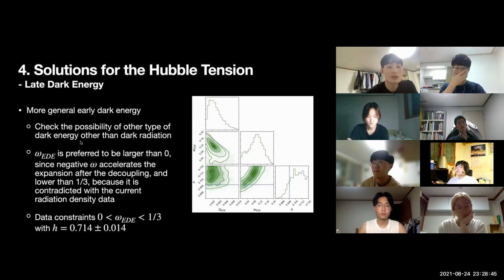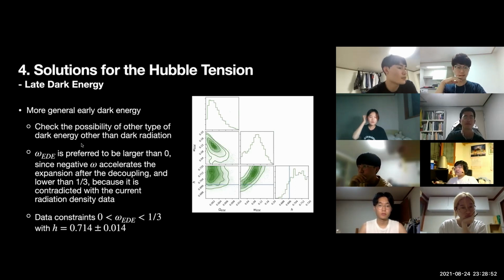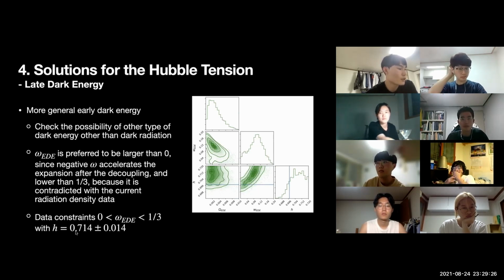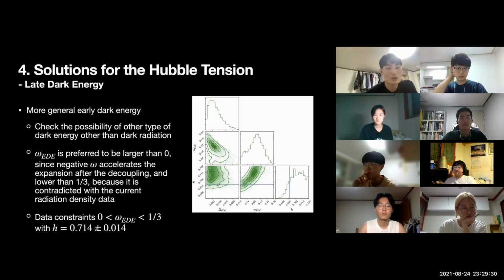And they also checked the possibility of other energy components which have a different equation of state, and found that the dark energy component should have an equation of state which is lower than 1/3, but bigger than 0, as you can see in these pictures here. And it returns a value of 0.714, which is also similar to the local measurement.